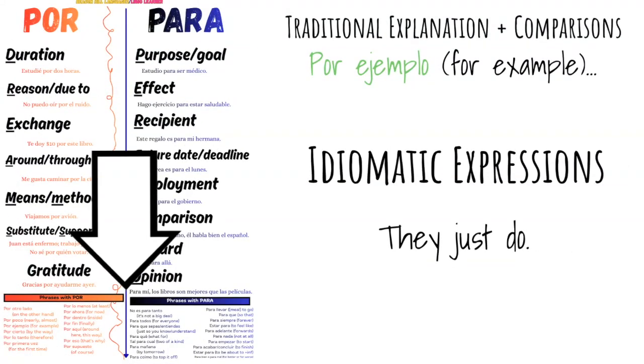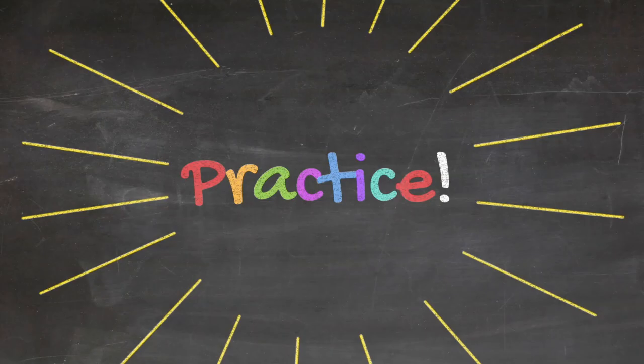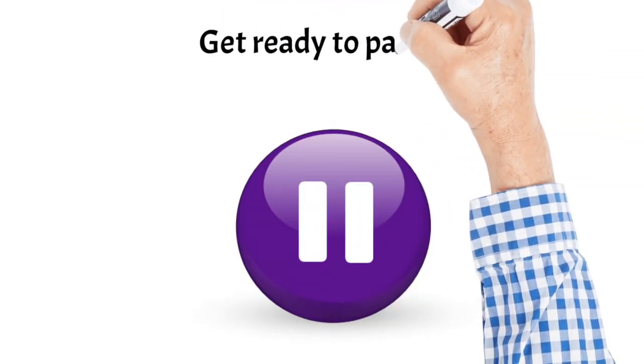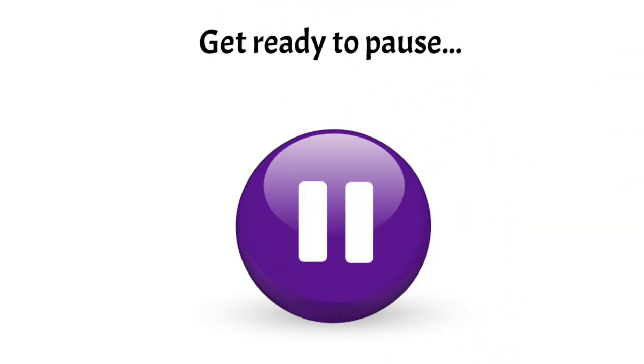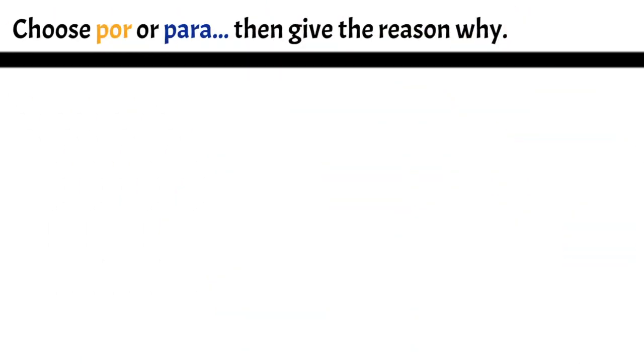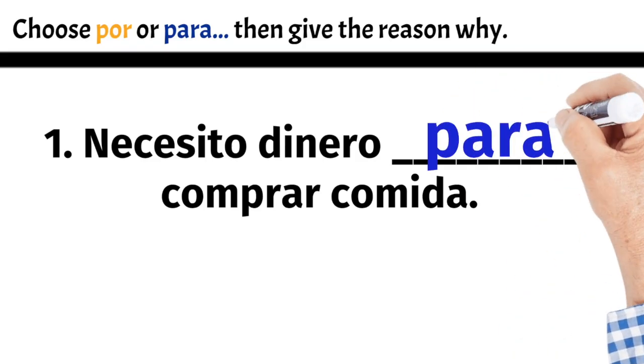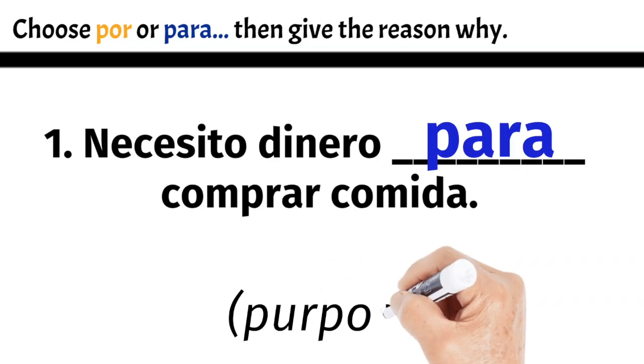Okay, ready for some practice? We'll do some here in the video and I'll link more in the description. Get ready to pause. All right, choose por or para to fill in the blank and give your reason why. Uno. That's right. This one is para, for purpose.